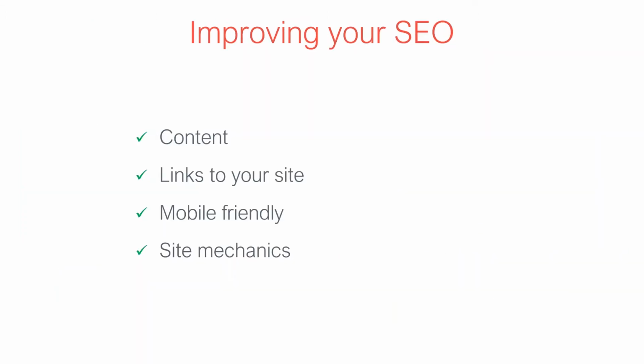So let's talk about improving your SEO. First, content should be relevant, high quality, and updated regularly. Make sure that your site is link worthy. Other sites linking to your site will improve your SEO greatly. Ensure your site is mobile friendly. 70% of searches are conducted from a mobile phone. Finally, the mechanics of your site are important. Make sure it is clean and easy to navigate.